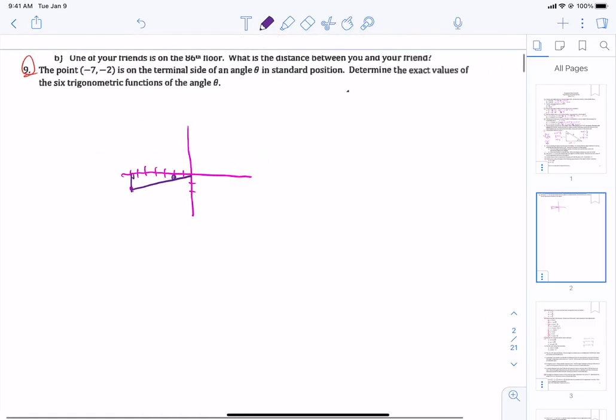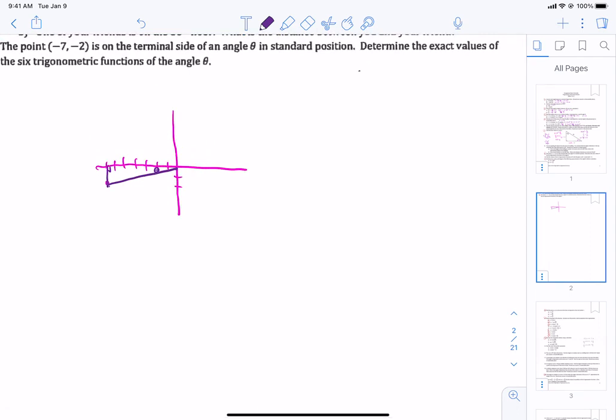Okay. Now that we've done that, let's label. This is -7, this is -2. Our hypotenuse will always be positive. Remember that. The only thing that might have a sign on it are your x's and y's. Your hypotenuse will always be positive.